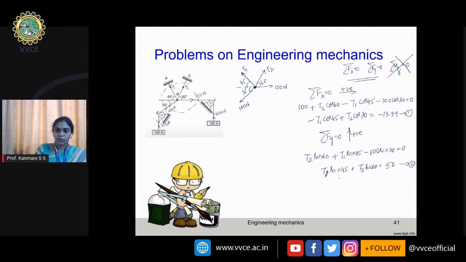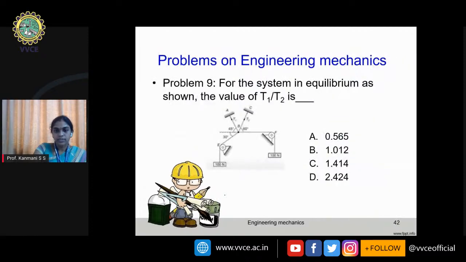Just by solving equations 1 and 2, you'll get T1 is equal to 37.88 and T2 is equal to 26.8 Newton. So everything is in Newton. So with that, T1 by T2, if you do it in the calculator, you'll get around 1.41. So the answers, if you see, these are the answers we have. So C will be the right answer, that is 1.414. Yeah, that's one of the questions.